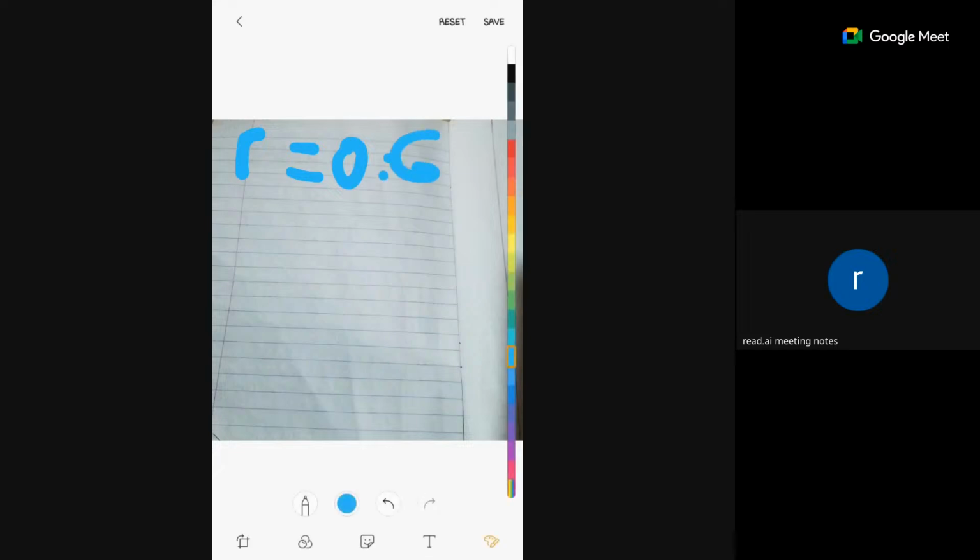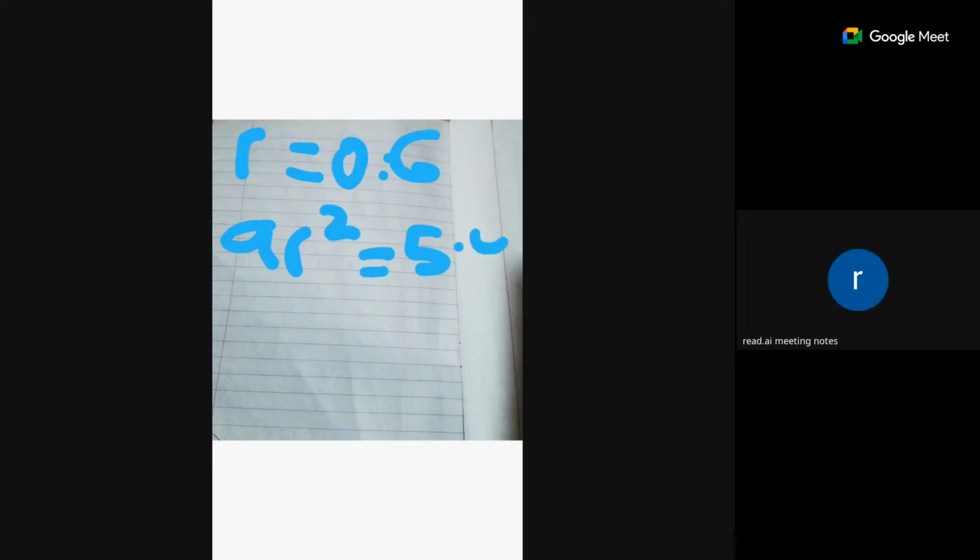So we stop at, we've already gotten our r, that our r is 0.6. Now we have to find the first term. I said I want to use the third term, which is ar square equals 5.4 from the question. By the time I do that, I already know that my r is 0.6. So I'm going to have a into bracket 0.6 squared equals 5.4.